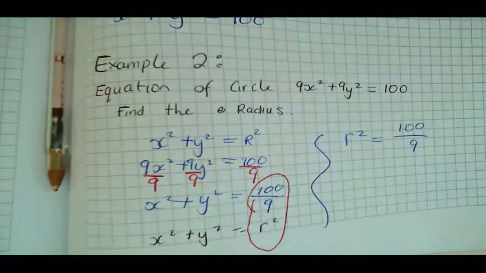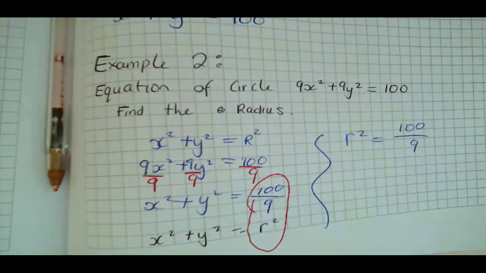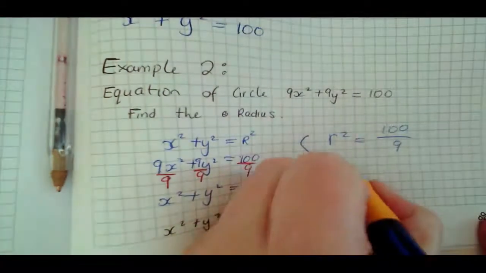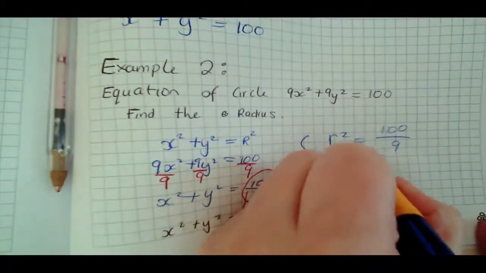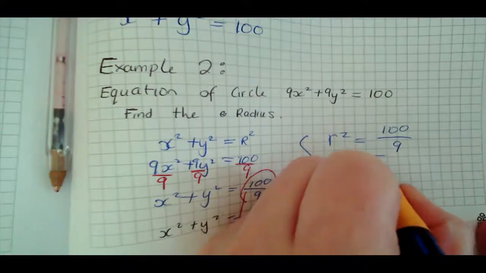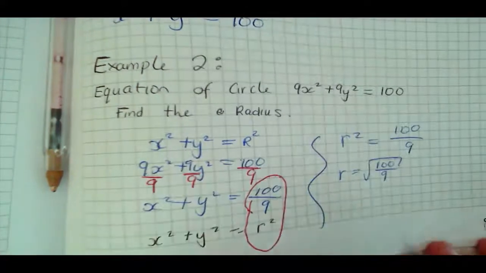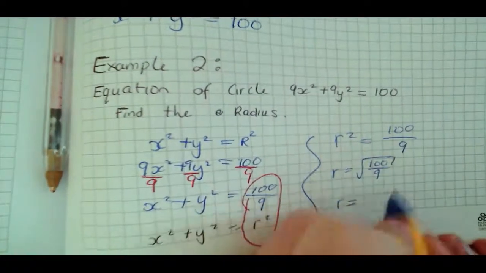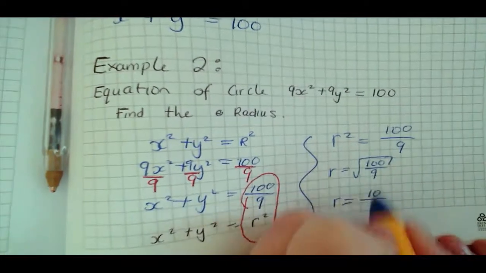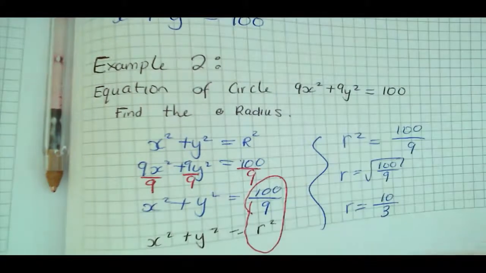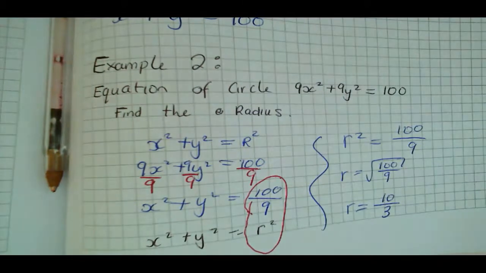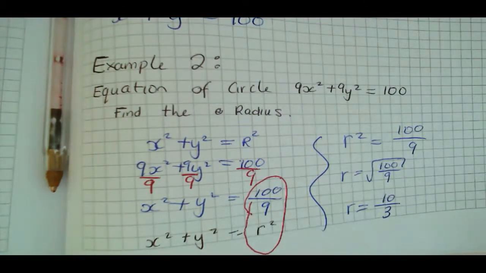Now we know what r squared is, but we want to know what r is equal to. So what do we need to do? We need to get the square root of 100 over 9. Okay, to find r, so r then is equal to the square root of 100 is 10 and the square root of 9 is 3. So our radius there is 10 over 3. Okay, so that's that question. So we found the radius.